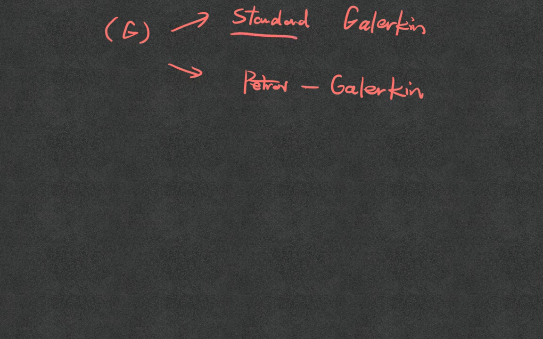If I actually want to use a different set of functions, for example, linear functions for my trial functions and polynomials of second order for my weighting functions, I will get a Petrov-Galerkin form. Okay, so now in general, the benefit of using the standard Galerkin form is that it's easier to assemble because you don't have to define different structures. And it also leads to a symmetric matrix when you get the matrix form, okay?